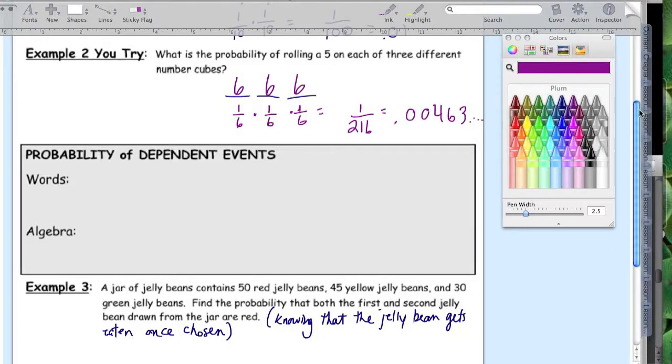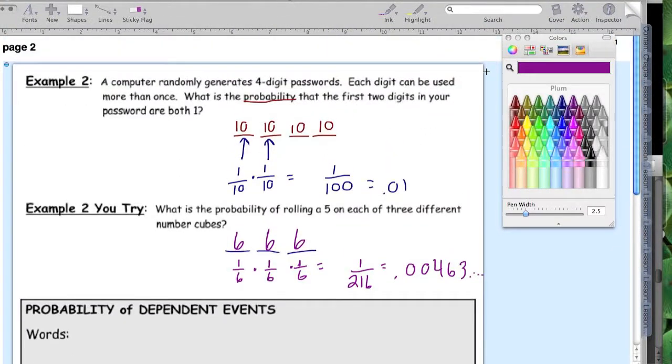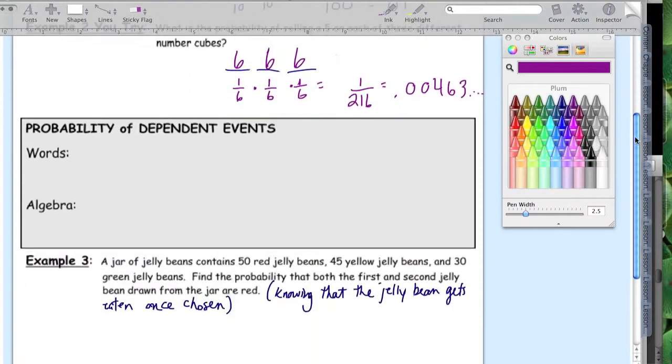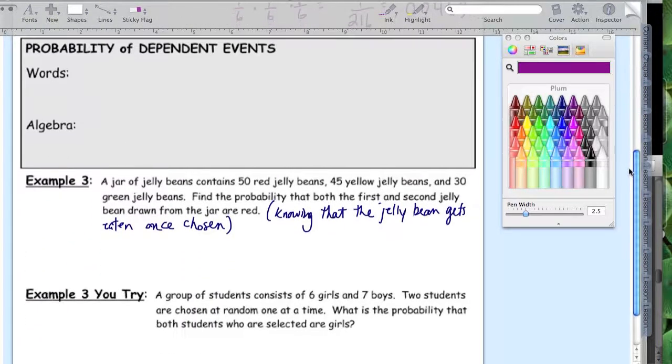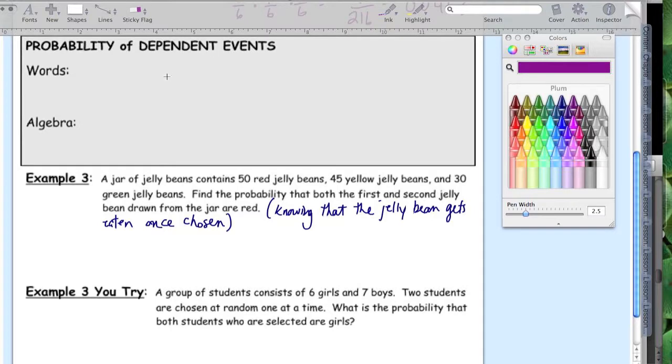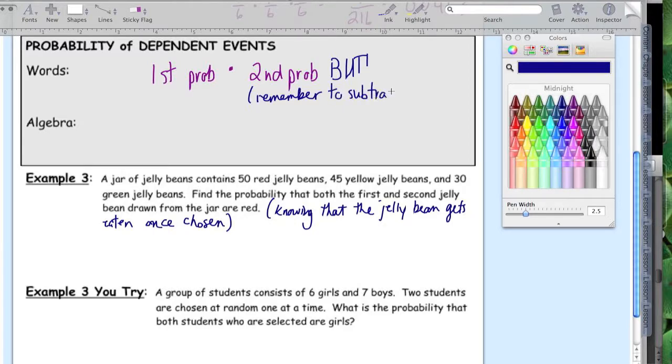So these are independent, like we said, where what happens the first time does not affect what happens the second time. The probability of dependent events is slightly different. You're going to multiply the first probability, whatever that is, times the second probability, but there's a big but here. But remember to take one of them, take away your outcomes. So I'll show you what that means.